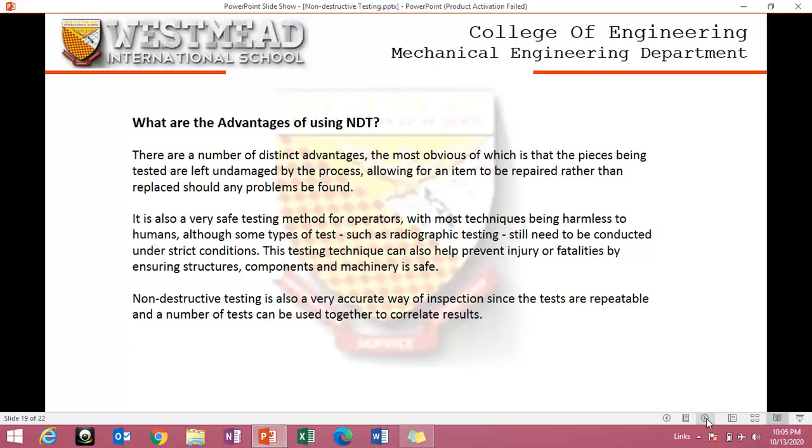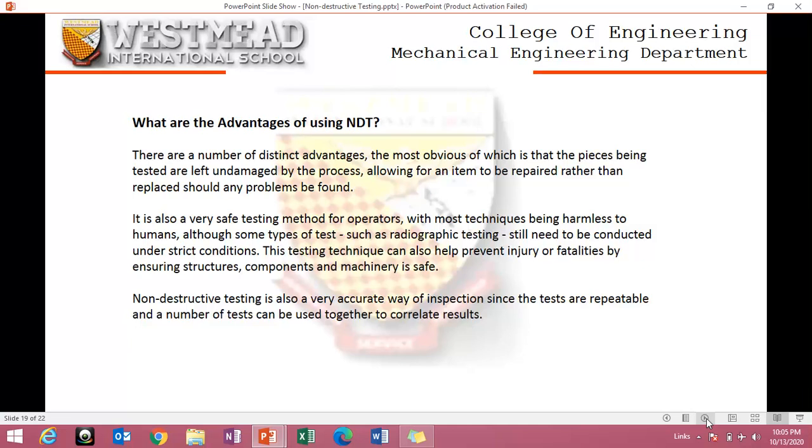Second, it is also a very safe testing method for operators, with most techniques being harmless to humans. Although some types of tests such as radiographic testing still need to be conducted under strict conditions. This testing technique can also help prevent injury or fatalities by ensuring structures, components, and machinery are safe.